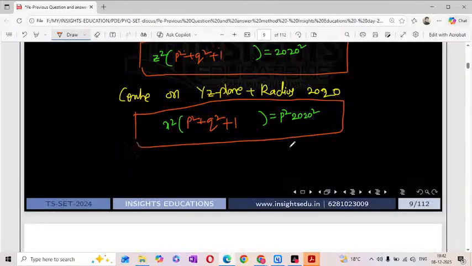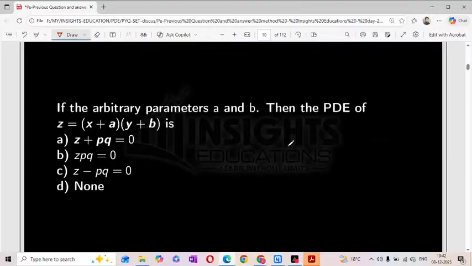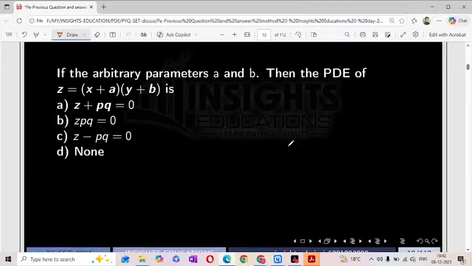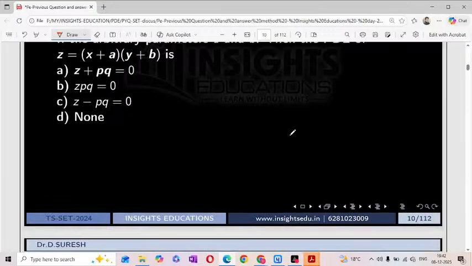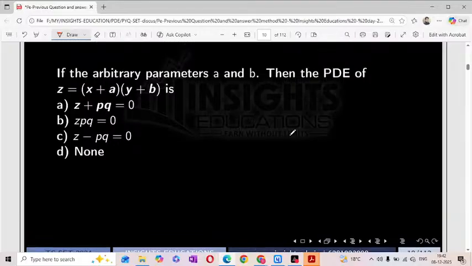Next one, come to the next question, the third one. Compared to the previous two questions, this is a different one. This is the general question. If a and b are arbitrary parameters, then what is the partial differential equation of z is equal to x plus a into y plus b? Observe the previous two problems, we had the shortcut, but this problem we don't have the shortcut. So we have to solve the problem.